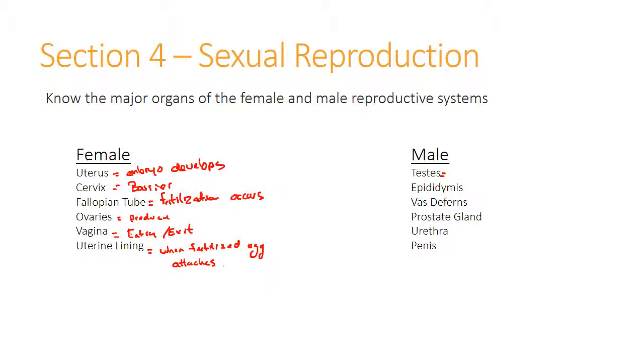We have the testes, and their job is literally to do that, to produce sperm. We said it's made up of these little tiny tubules, and that's actually where they form. We have something called the epididymis. This is where the most mature sperm are stored.